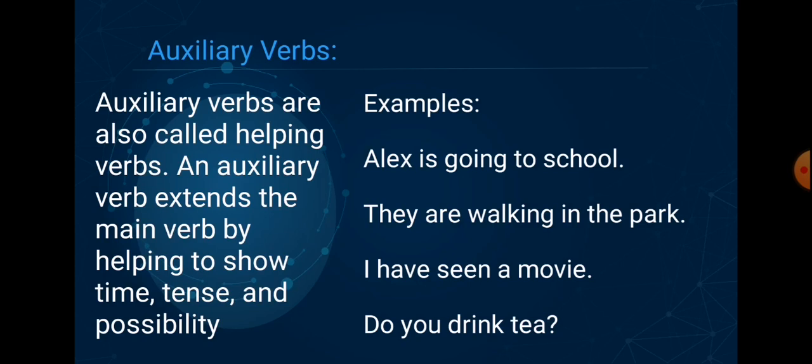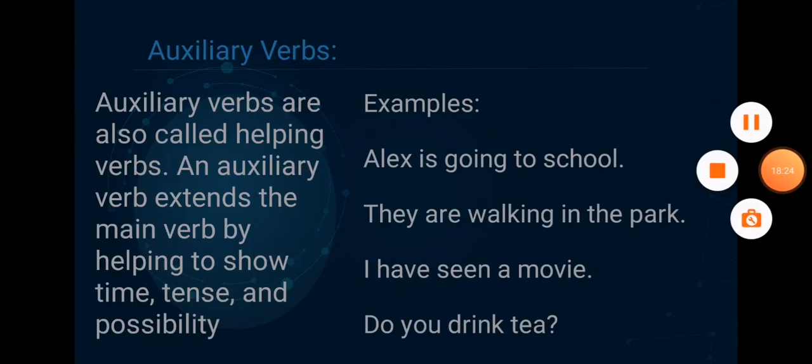For example, Alex is going to school. Here is is the helping verb or auxiliary verb, and going is the main verb. They are walking in the park. Are is an auxiliary verb, and after it, walking is the actual verb. I have seen a movie. Have is an auxiliary verb. Do you drink tea? Do is an auxiliary verb.